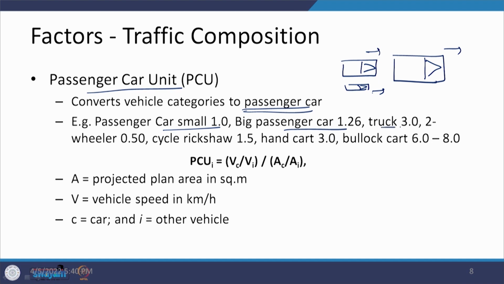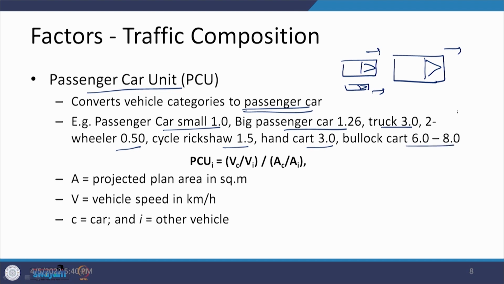But when you talk about a truck, then it can be equivalent to 3 cars. When you talk about a two-wheeler, it is simply half of a car. Cycle rickshaw, in terms of the maneuverability and all, because of the lower speeds, it can be considered as 1.5 times. Hand carts 3, bullock carts can be 6 to 8 depending on the size.